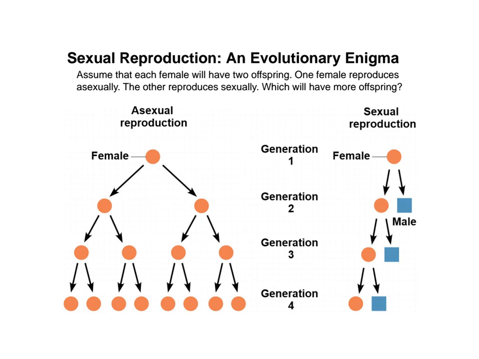So, for example, if you wanted to pass on the same total number of genes, this female here doing sexual reproduction would have to have 4 offspring to balance the amount of genes that are passed on to just 2 offspring with asexual reproduction.